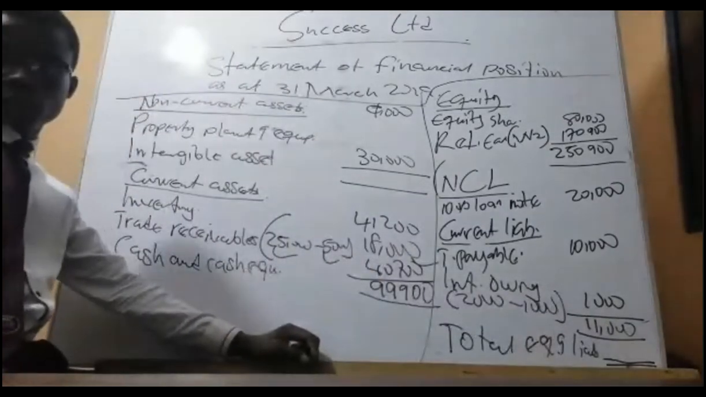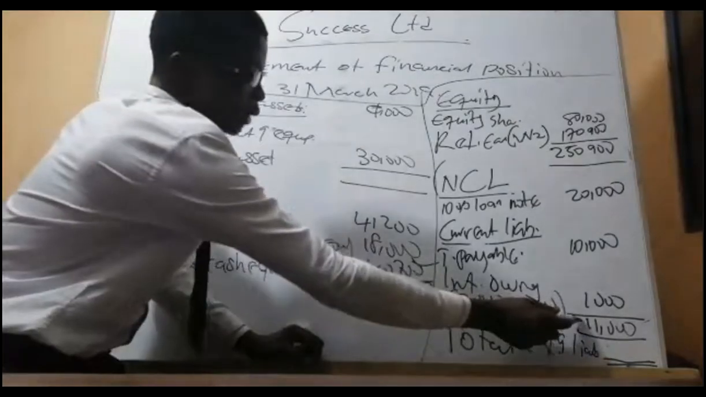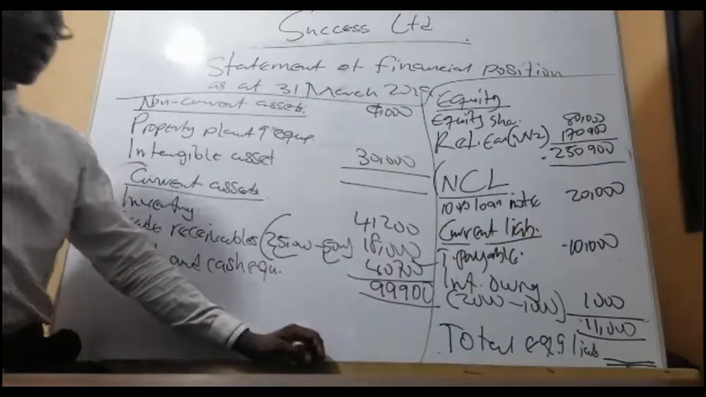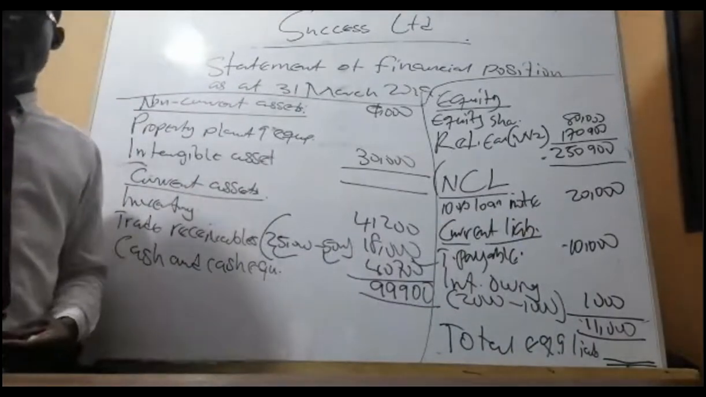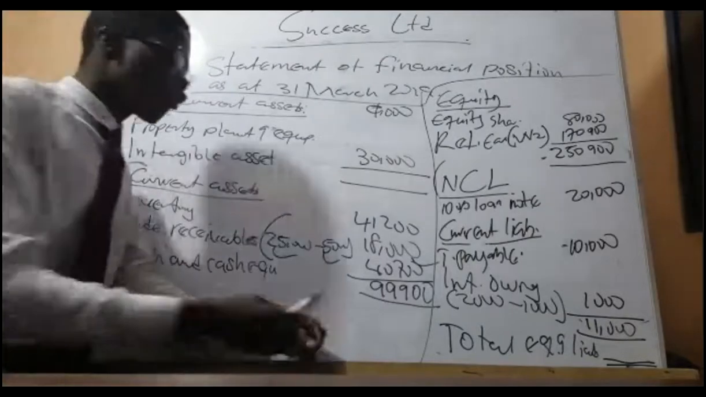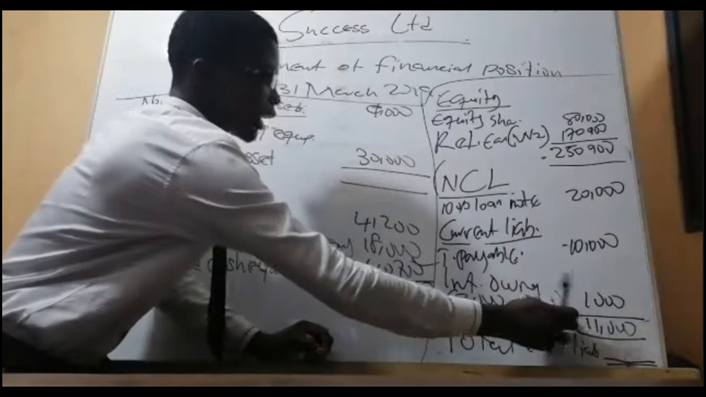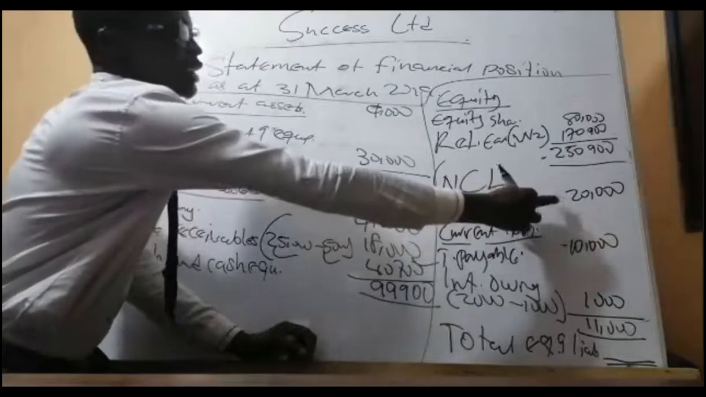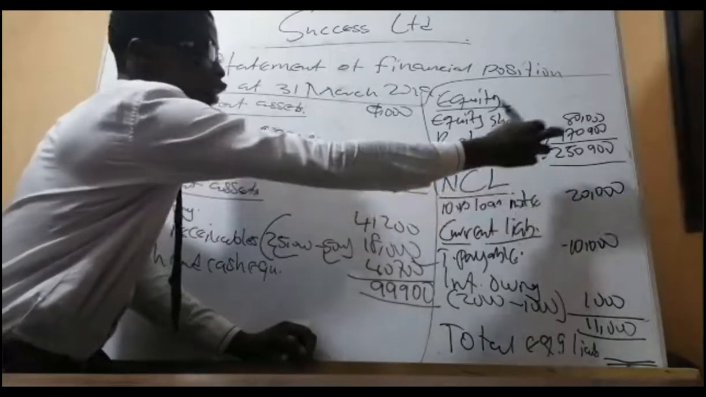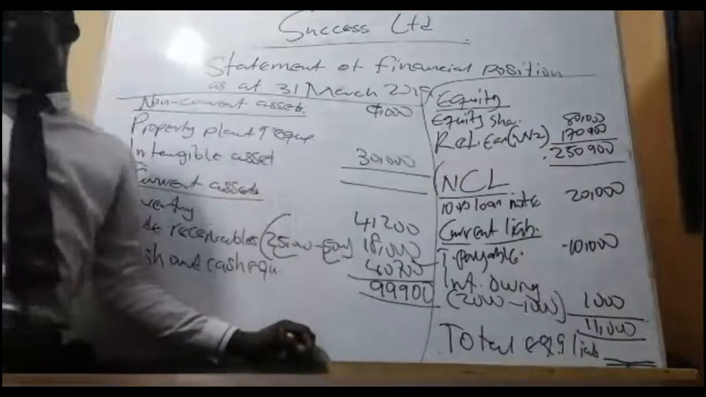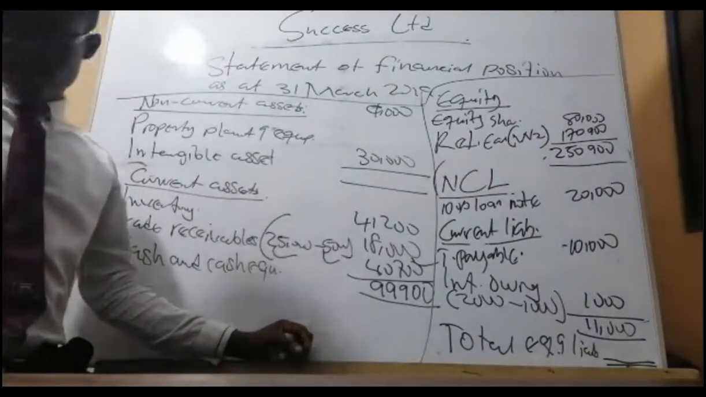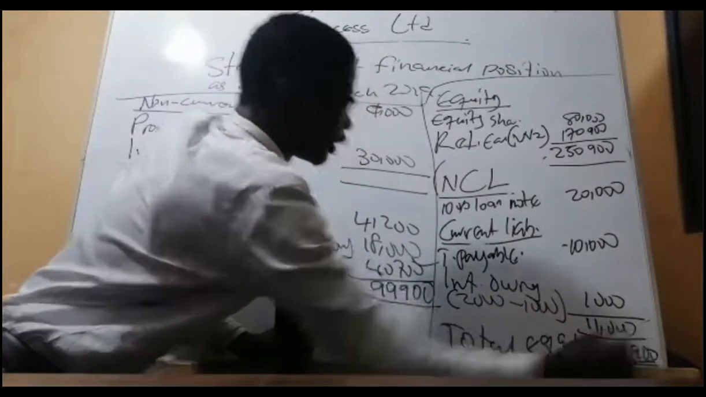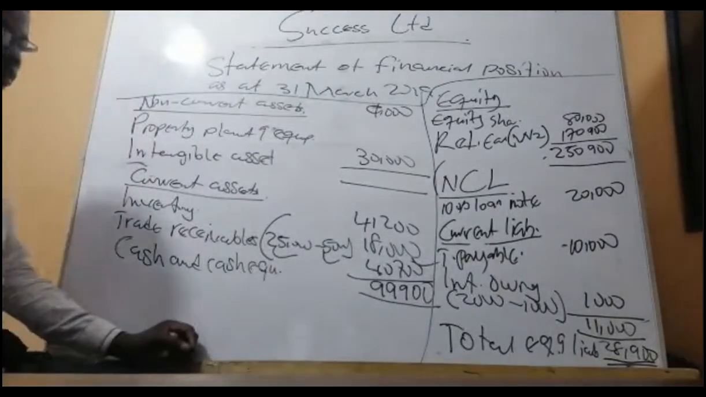So that one will be current liability plus non-current liability plus what? Equity, right? So the total equity and liabilities will be the sum of the current liability of 11,000 plus the 20,000 non-current, that's the total liabilities, plus 250, that's the equity. How do we get it? So that will give us 281,900. That's perfect. Then we are done.